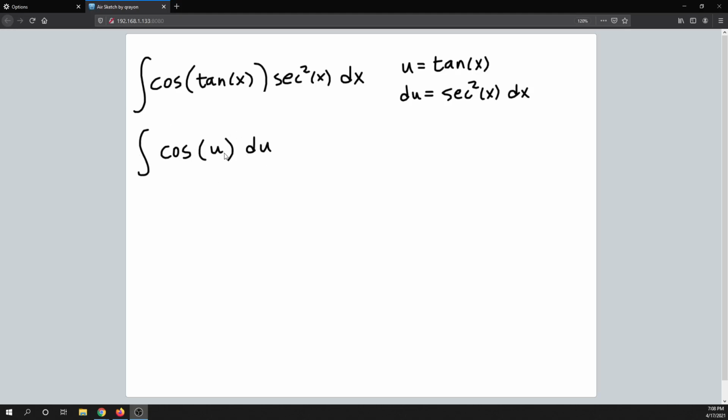We know that an antiderivative of cosine of u is sine of u. And then the indefinite integral would be sine of u plus some constant c. And then all we've got to do to back substitute is to replace u by tan x. And that is it on this one.